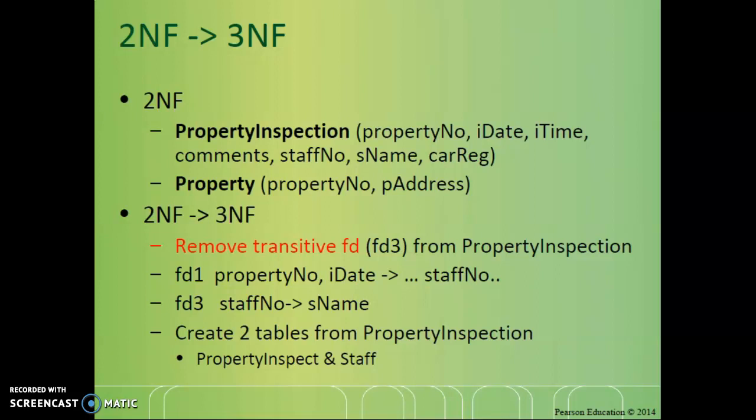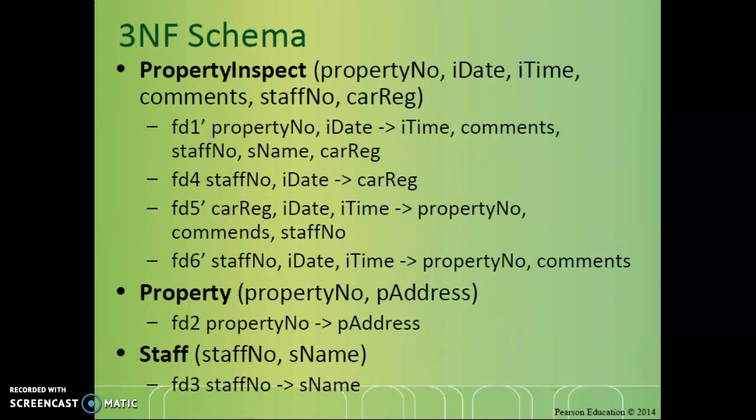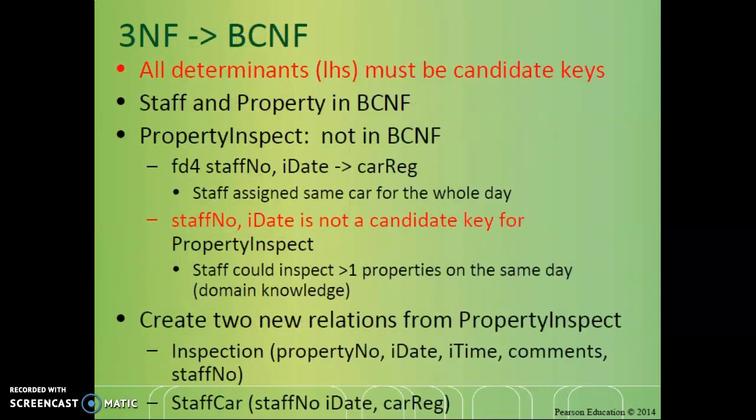Now the next step is converting into BCNF. See here, in third normal form, how many tables do we have? Property inspect, property, staff. All these are the attributes you can see here. How are these third normal form tables converted into Boyce Codd normal form? That is the next step.